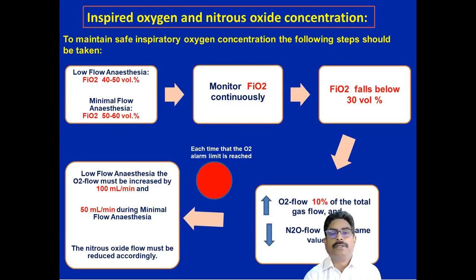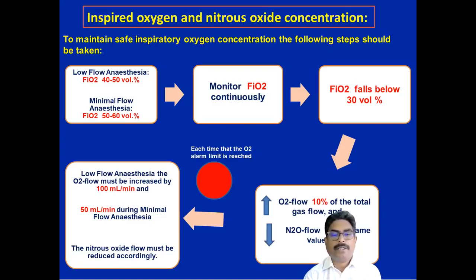You have to continuously monitor the FiO2. Suppose the FiO2 falls below 30%, what you have to do is increase the fresh gas oxygen flow by 10% of the total gas flow, and simultaneously reduce the nitrous oxide flow by 10% in the fresh gas flow.